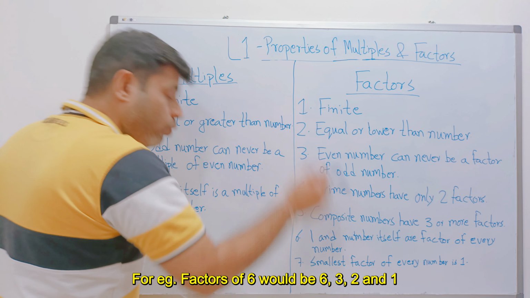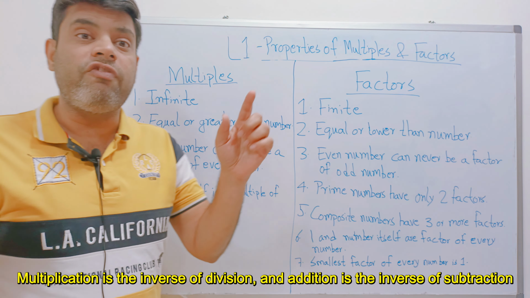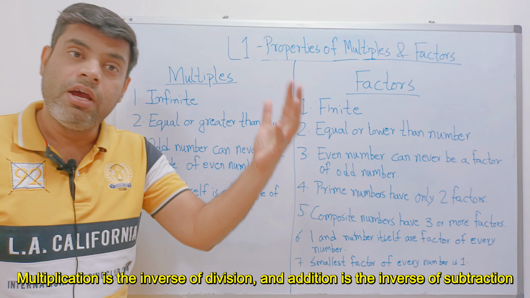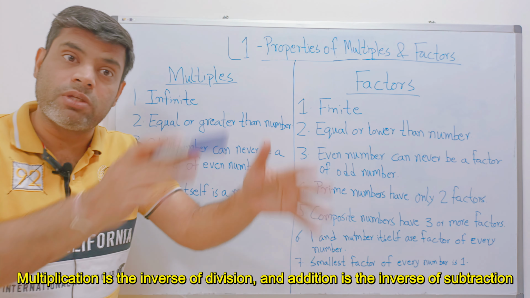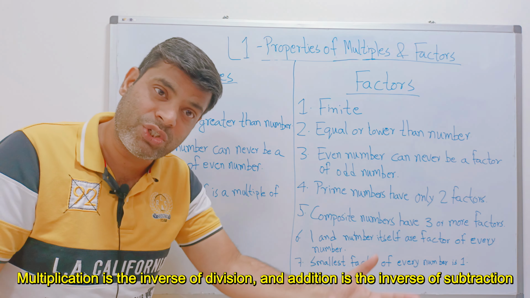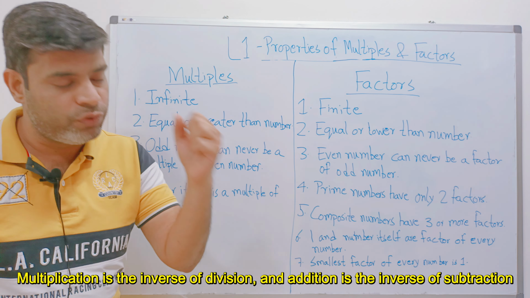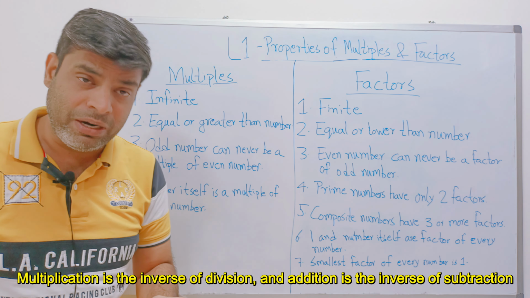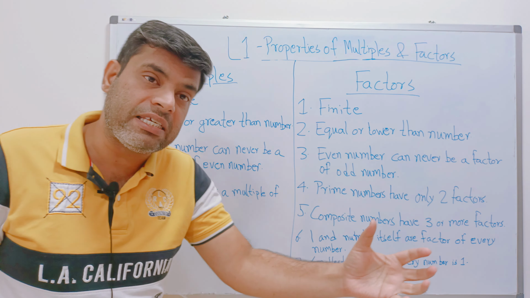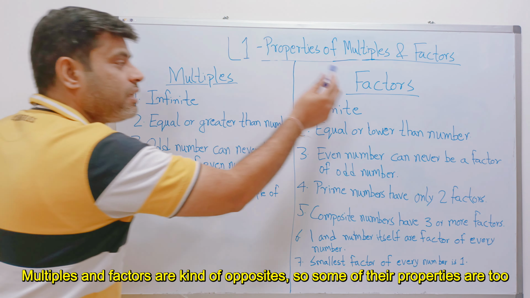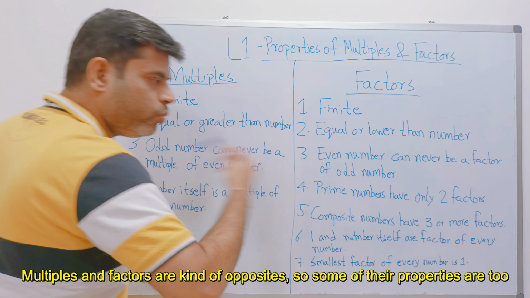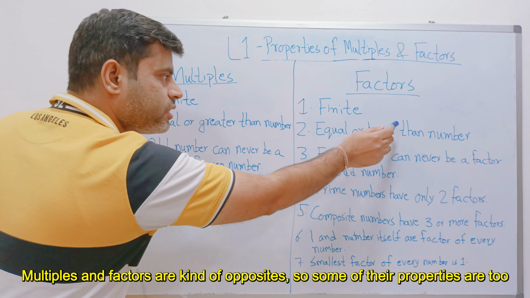Now, you also know that division is the opposite of multiplication, which we learned in mental math, and subtraction is the opposite of addition, because multiplication is repeated addition and division is repeated subtraction. So both are opposite, and if you are fast in multiplication, division becomes easy. If you know fast addition, subtraction becomes easy. Same way multiples and factors are opposite of each other, and the first three properties you will see are opposite to each other. If you know this, you know this.